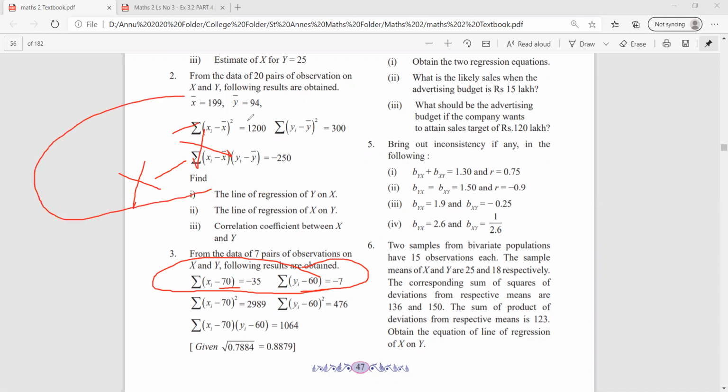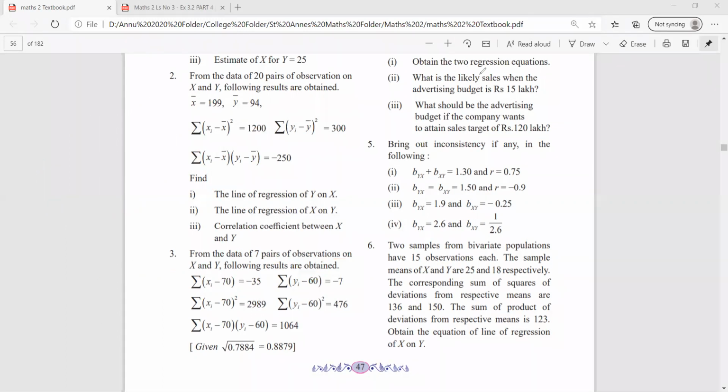And if you remember, we had done something called change of origin. तो हम किसका वैल्यू लेते थे, इसको रिमेंबर? u is equal to x minus x bar and v is equal to y minus y bar. That's the point over here. तो यहाँ पे they have given the other name of u and v. So summation x minus 70 का मतलब है this is summation u. Summation y minus 60 का मतलब है this is summation v. This is summation u square, this is summation v square, and this is summation uv.